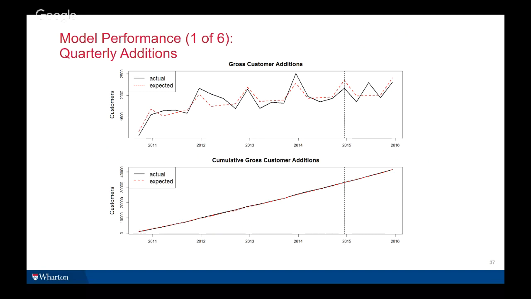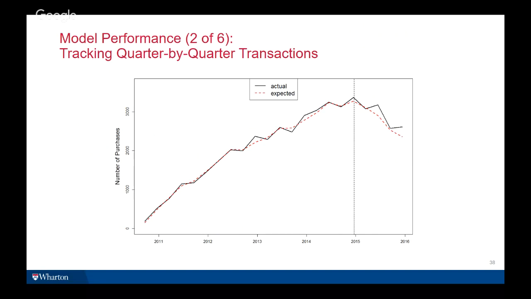So next, let's turn to the repeat purchase process. First, we want to make sure that we're getting the flow of transactions over time correctly. So what we're looking at here is just the total number of repeat purchases across all the customers quarter by quarter. And again, we're doing a very commendable job of capturing all of those purchases, both in the calibration period and in the holdout period.